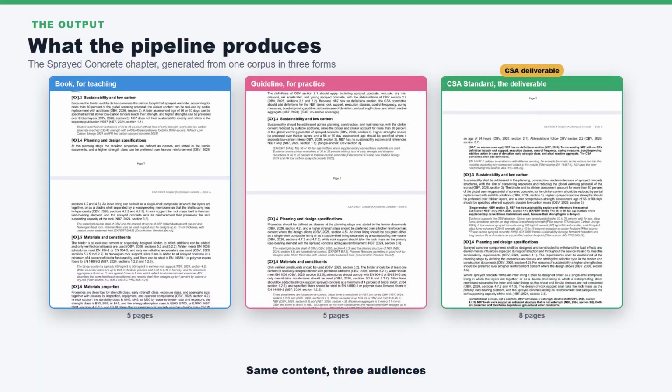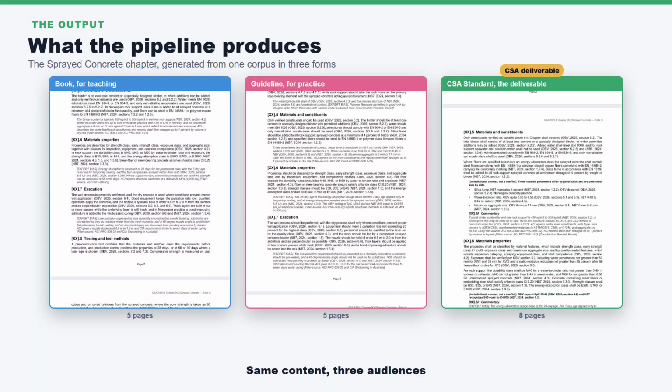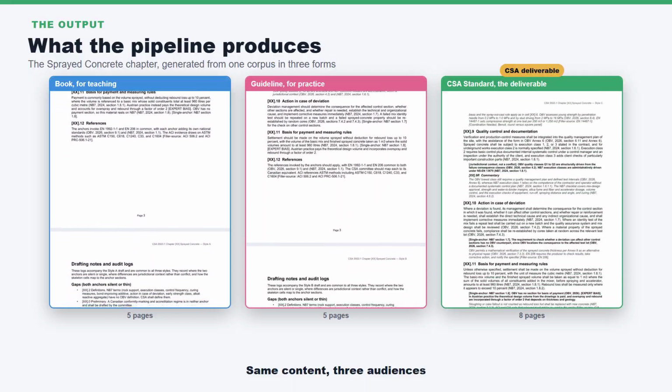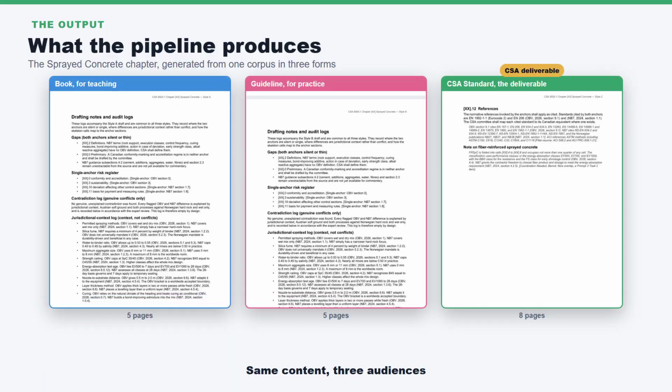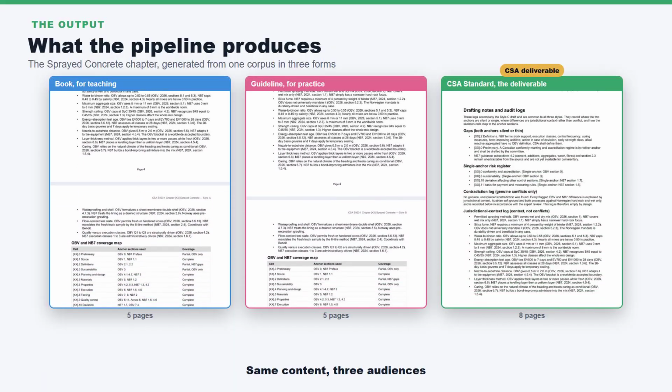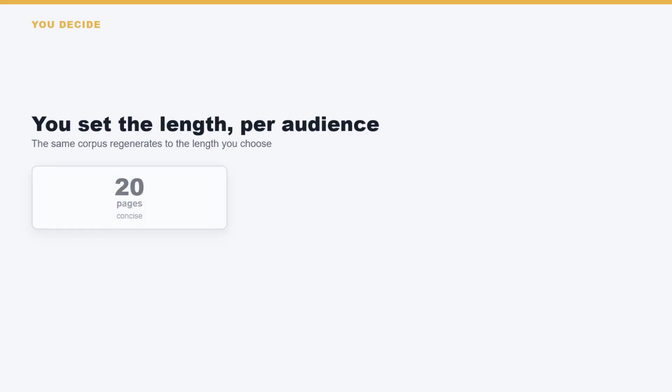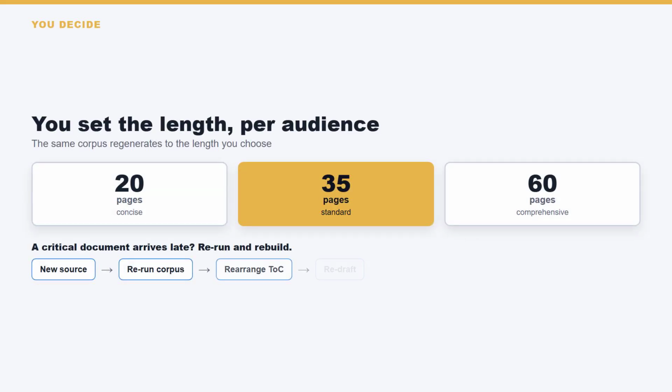From one curated corpus, the sprayed concrete chapter is generated in three forms: a book for teaching, a guideline for practice, and the CSA standard for the committee. The same content written for three audiences. You set the length. From the same corpus, we generate 20, 35, or 60 pages, one length for each audience. And if a critical document arrives late, we rerun the corpus, rearrange the table of contents, and redraft the chapter.